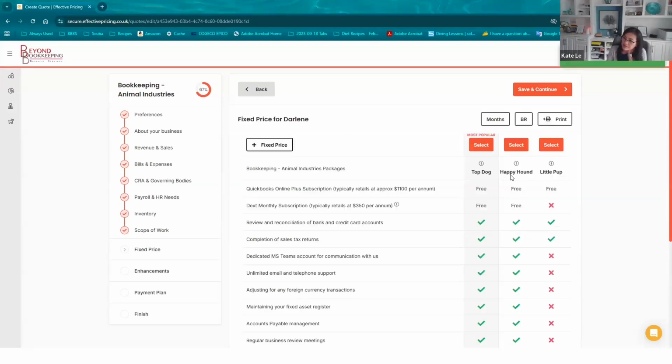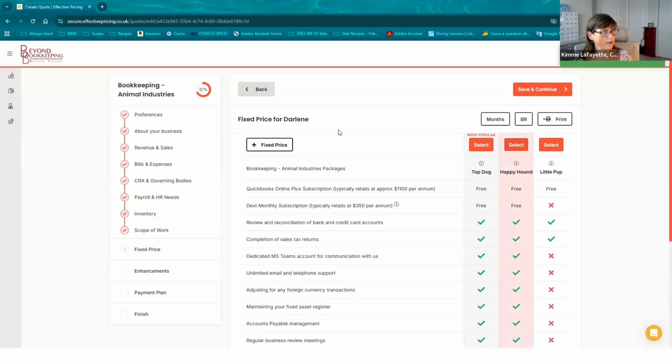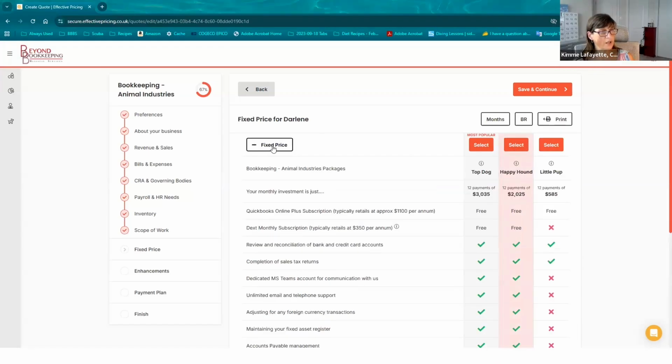Okay, sure. So this was our Happy Hound package that you were leaning towards. That did bring us down, I think it was about $2,500 before, so that did bring us down closer to $2,000 a month. It's still a little bit high for me, so let's go back and change a couple of things.